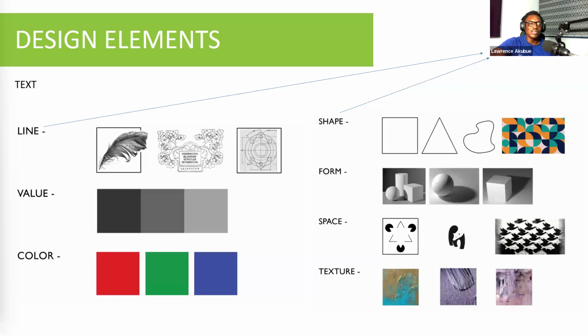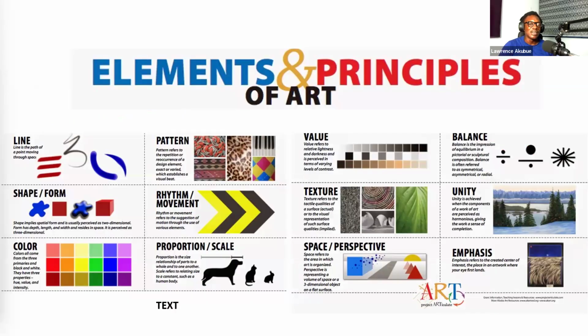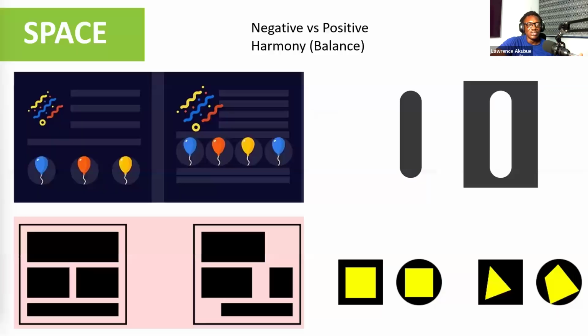So let us go through each of them one by one. When you have the element and principle of design, you are now talking of what art. This is not just pure science. Creativity is an art. I want you to understand that. So let us look at space. Space is an element of design. People don't know that. The way you handle space will determine if you are going to have a good design or not.